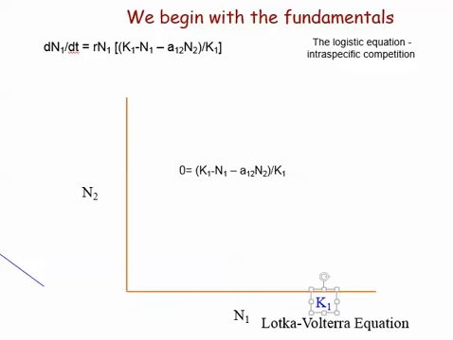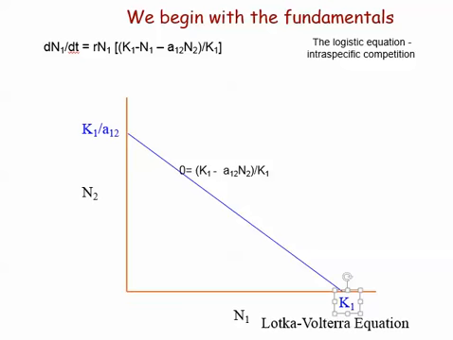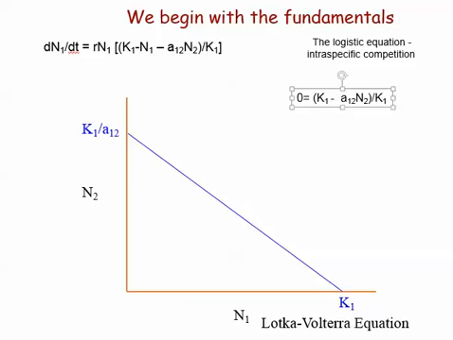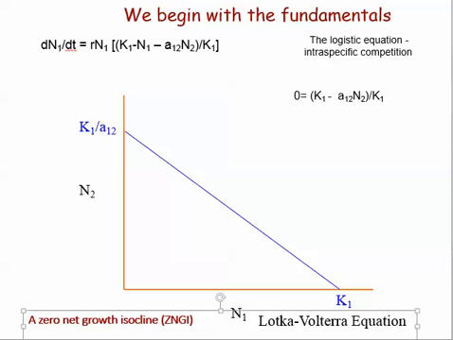But you can convince yourself that if you took this out of the equation and asked what would be the population of N2 where the population size was at its effective carrying capacity, that it would be this value here, K1 over a12. And that we can connect those points. Okay, I'll move this one over just a little bit till it matches up. This is what we call a zero net growth isocline, a place where populations won't grow.